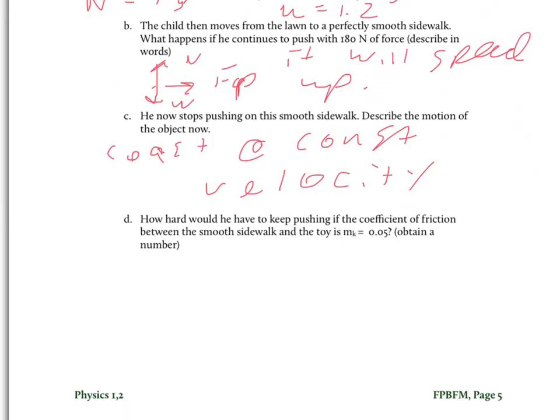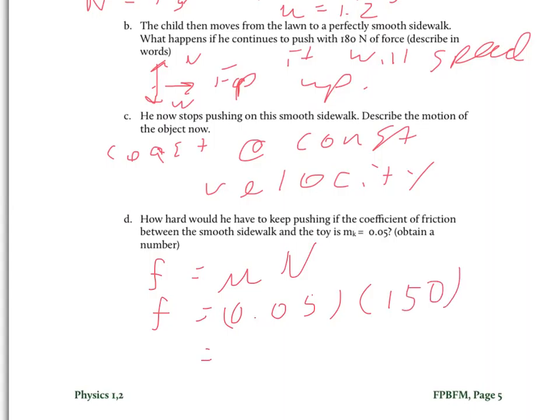Now, how hard would we have to keep pushing if the coefficient of friction were only 0.05? So let's do that calculation. That'll be friction equals mu times the normal force. So friction is going to equal 0.05 times 150. So I believe, if I have that right, that should be 7.5 newtons, but I would definitely recommend you go ahead and check that number.